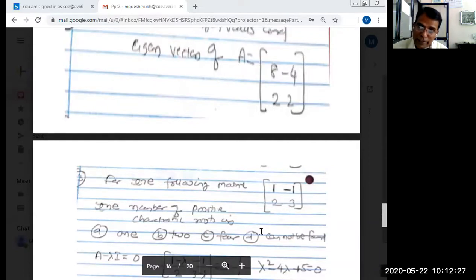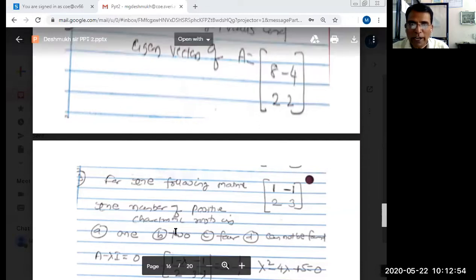Means here you have to find the eigenvalues and check how many of them are positive. So the options are 1, 2, 4 cannot be found. At least C cannot be the option here because this is a second order matrix. So at the most you can have how many characteristic roots? 2 only. So A is possible, B is possible and C is possible. So see, tell me which one it is.